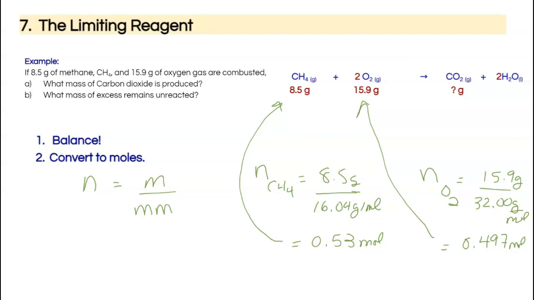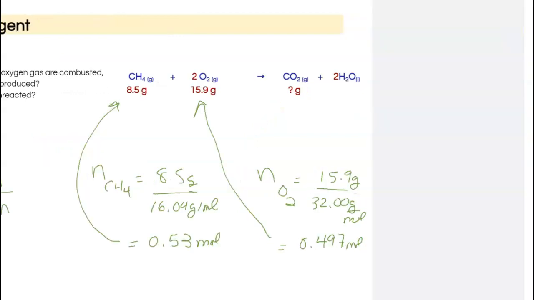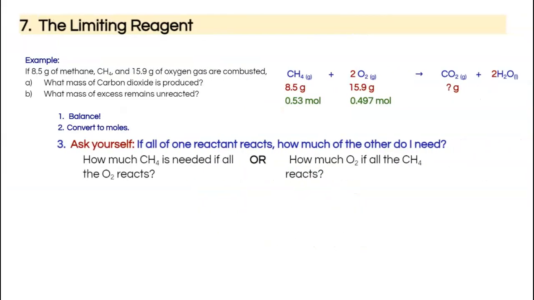Okay, next step. So far things have been pretty much status quo. We would normally intuitively know to convert grams to moles, but the next step is a bit new. So let's tackle it. When we looked at the case of the grilled cheese sandwich, when we were figuring out how many grilled cheese sandwiches we could make, what we did was say, if I use up all of one reactant, how much of the other do I need? For instance, with 5 slices of cheese, how many slices of bread do I need? Well, I need 10. And how many do I have? Well, I have 12 slices, so I have enough.